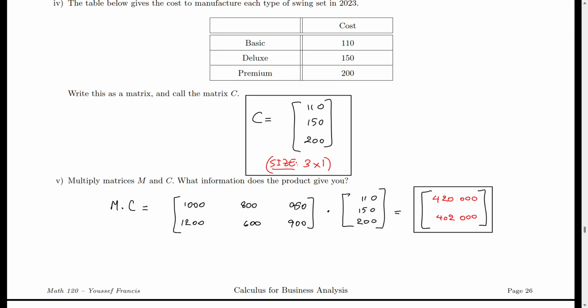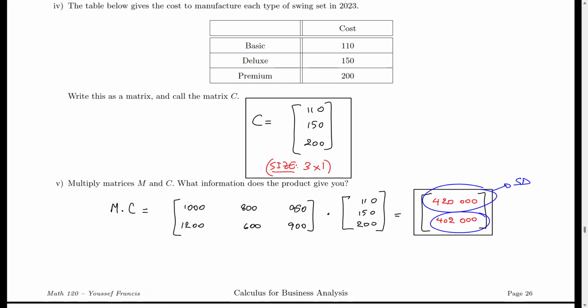In this case, what this gives us is that the total manufacturing cost at the San Diego plant is $420,000, but the total cost of the manufacturing in LA is $402,000. So these are dollar amounts because we're multiplying the cost with the numbers in the production. And again, this number represents the costs in San Diego, whereas this number represents the costs of manufacturing in LA.